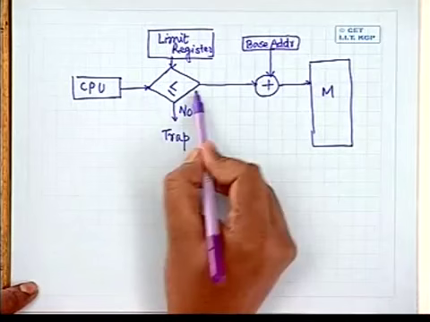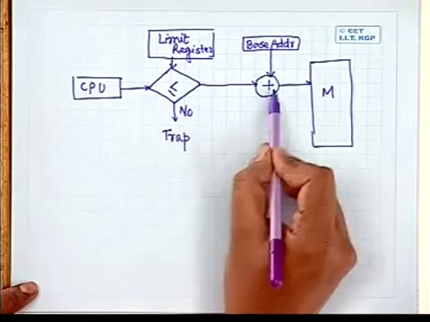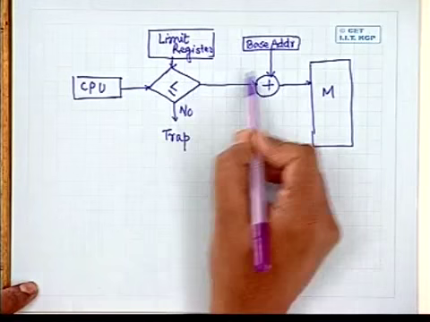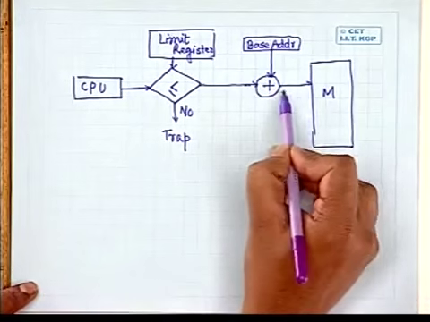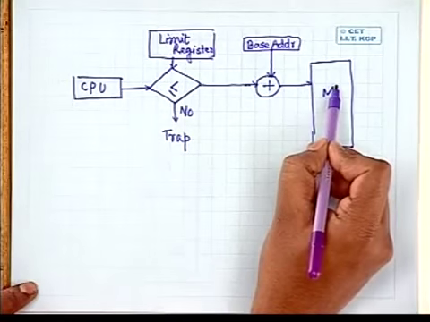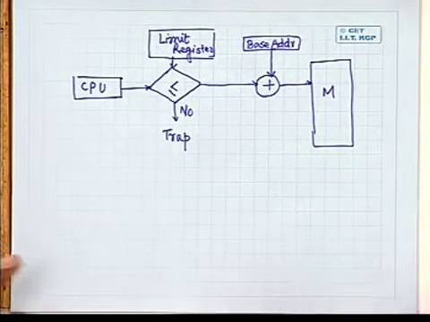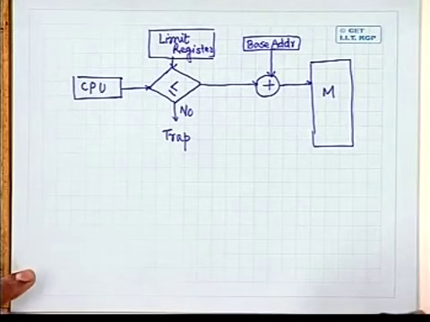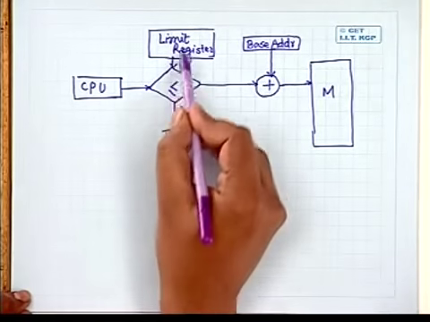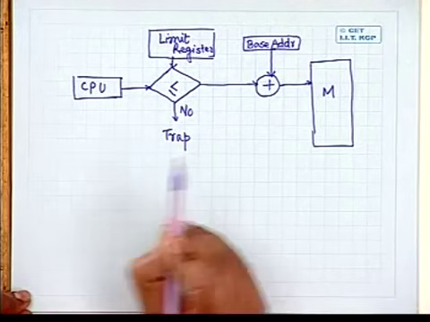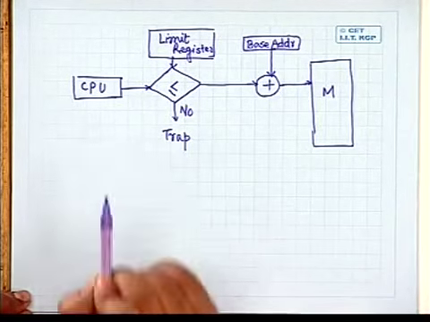Okay. So if this address is less than or equal to the limit register, then you add the address, because this is the logical address, with the base address, that gives you the physical address in the main memory. And this physical address tells you which particular location of the main memory is to be accessed. If it becomes more than the limit, then there will be a trap because the process is trying to access an area which is not actually allocated to it.